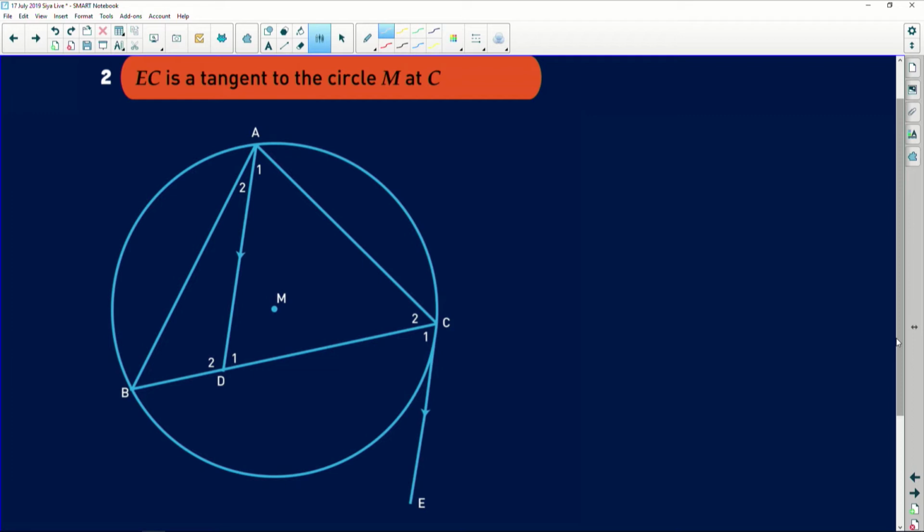EC is a tangent to the circle M at C. So I want you to prove that this line is a tangent. Let's just transfer what we had from that side. Remember we spoke about this angle being equal to that angle, and we said the reason for that will be alternate angles. Now, what they want me to do is to try and prove that this line here is a tangent to this circle.